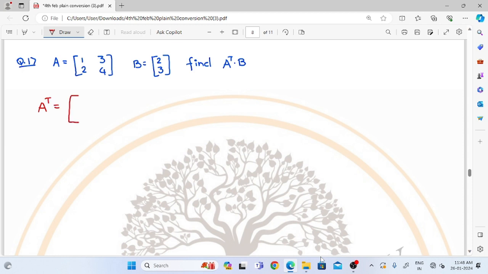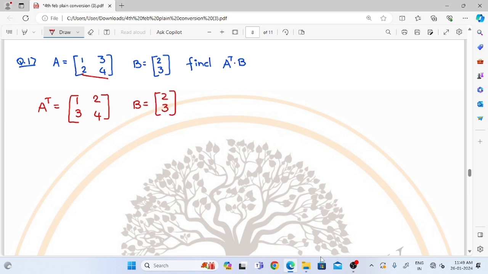A transpose means we have to write down rows into columns. So what is the first row? 1 3. That we will write down in the first column, 1 3. Second row is 2 4. So that we will write down in the second column. Into, we need B. This is just a previous year board question paper question. And B is 2 3.